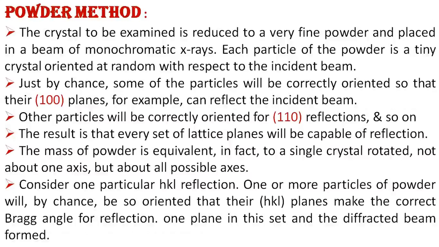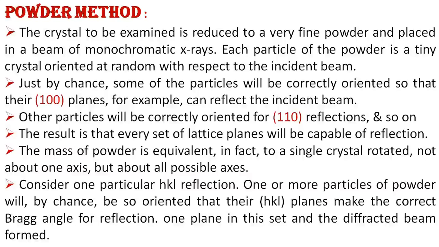Next one is the powder method. The crystal to be examined is reduced to a very fine powder and placed in a beam of monochromatic X-rays. Each particle of the powder is a tiny crystal oriented at random with respect to the incident beam. Just by chance, some of the particles will be correctly oriented so that their 100 planes, for example, can reflect the incident beam. Other particles will be correctly oriented for 110 reflection and so on. The result is that every set of lattice planes will be capable of reflection.